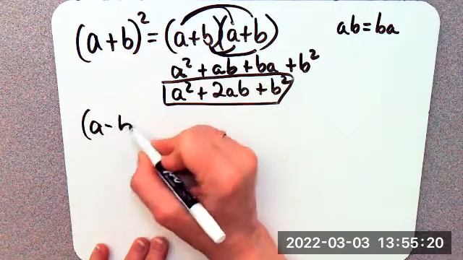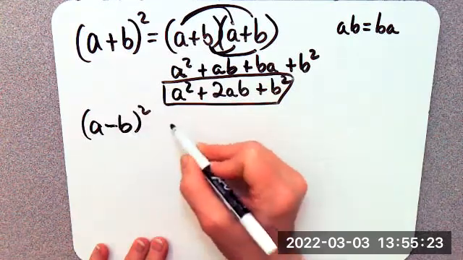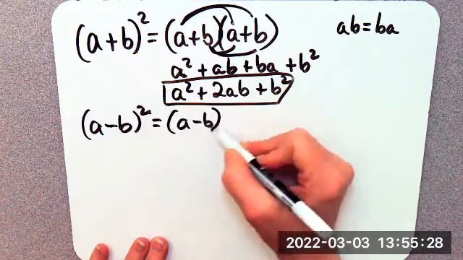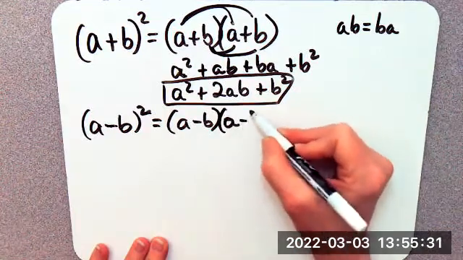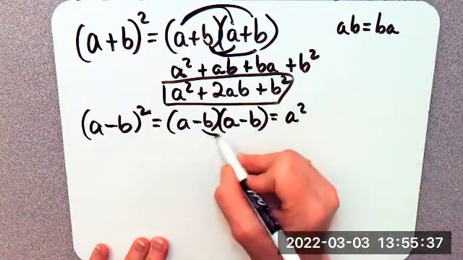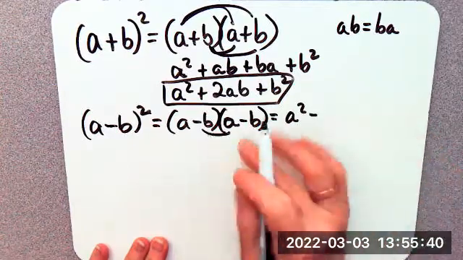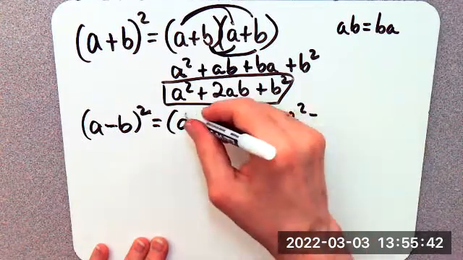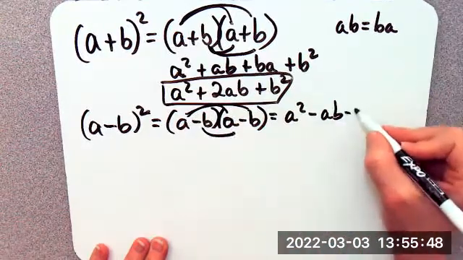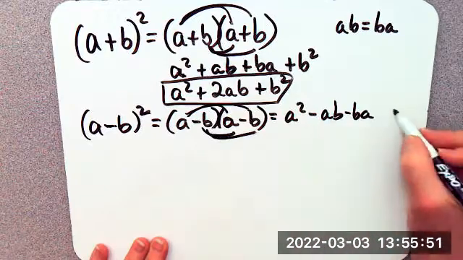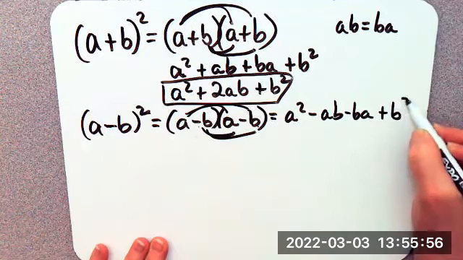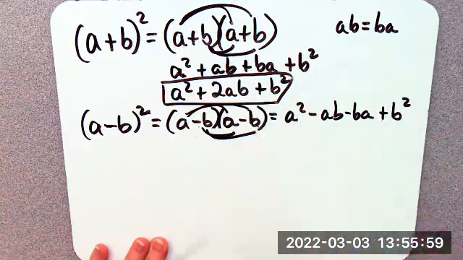If we do a minus b squared and we do FOIL, that becomes a minus b times a minus b. And when we do FOIL, we get a squared and then minus... whoops, that's not FOIL. So a squared minus ab and then minus ba, and then I have a negative b times a negative b, which gives me a positive b squared. So that's why this one doesn't change.